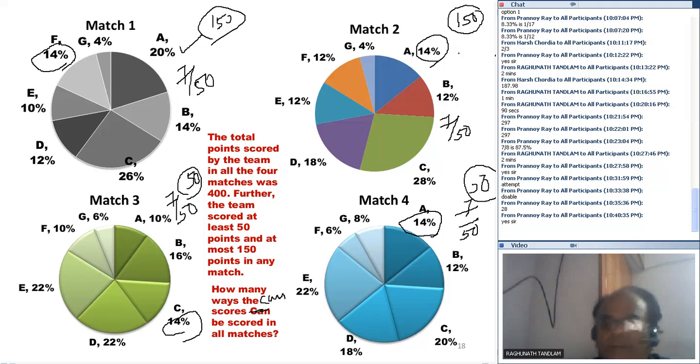So whenever you have a table like this, look at converting a percentage into a fraction. When you get a fraction with a prime number, that will decide what the scores should be. 14% becomes 7 by 50, 26% becomes 13 by 50. So 13 is a prime number. Whereas 20% does not tell us anything. It should be a multiple of 5. 20% is 1 by 5. 12% is 3 by 25, so it should be a multiple of 25.